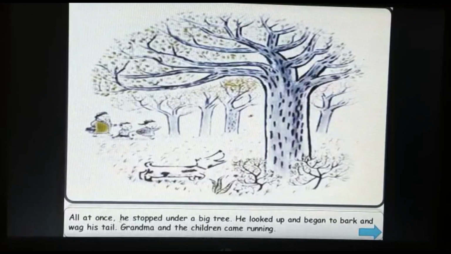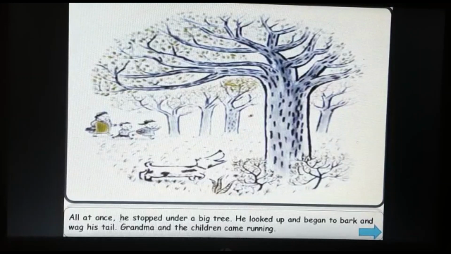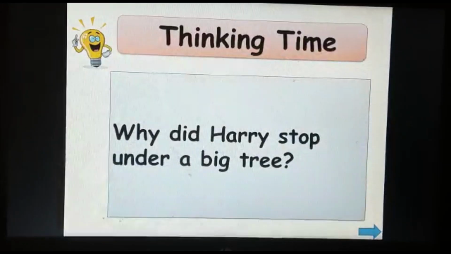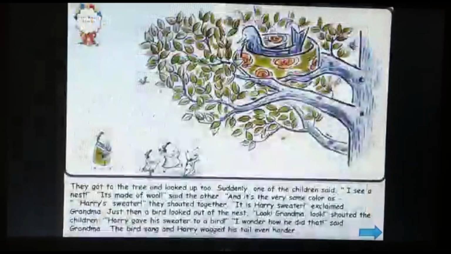All at once, he stopped under a big tree. He looked up and began to bark and wag his tail. Grandma and the children came running. What do you think Harry saw? What did he see? What was there on the tree? Why did Harry stop under a big tree?